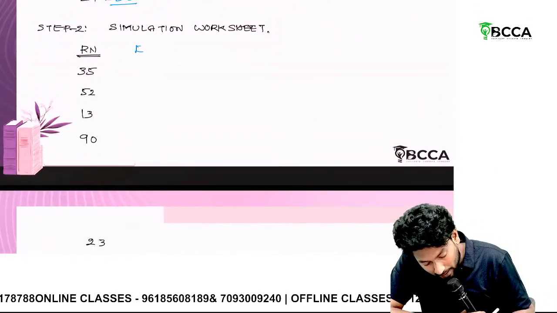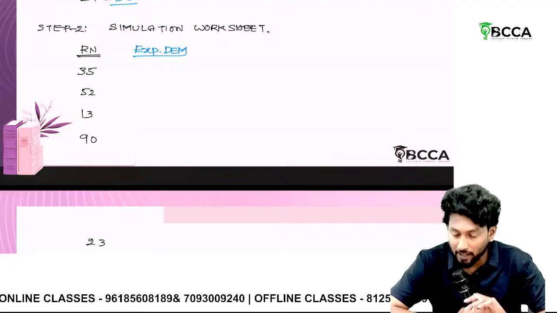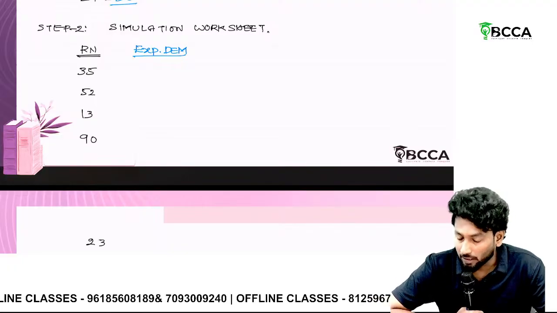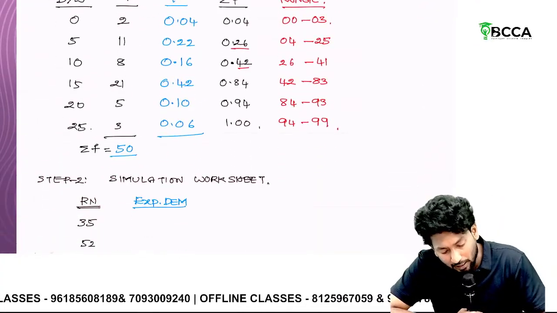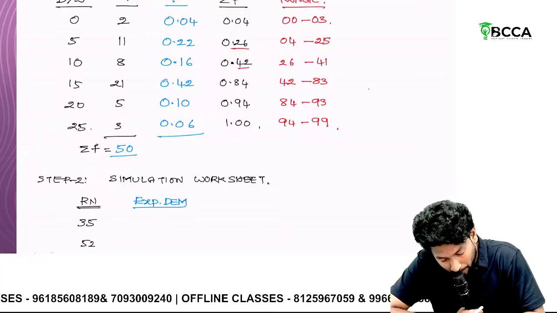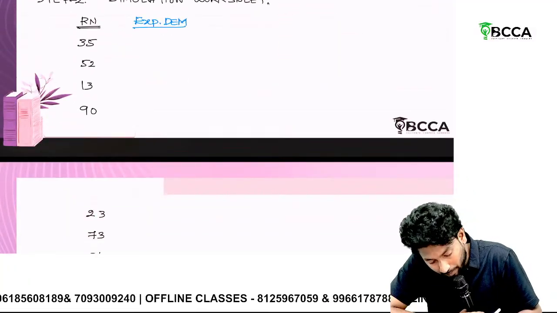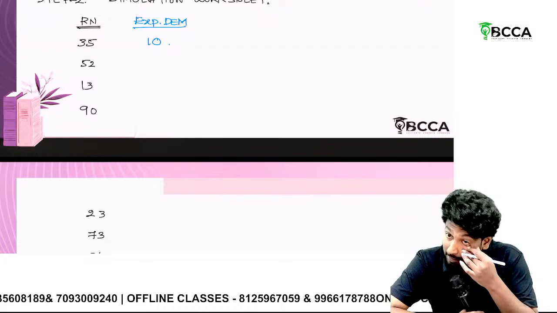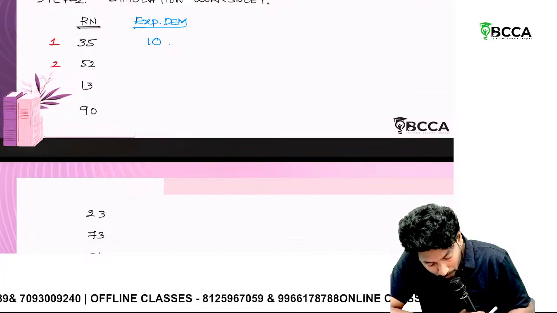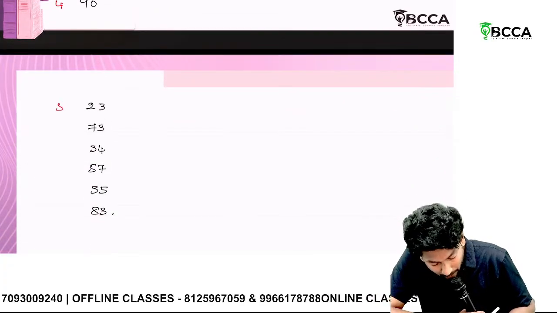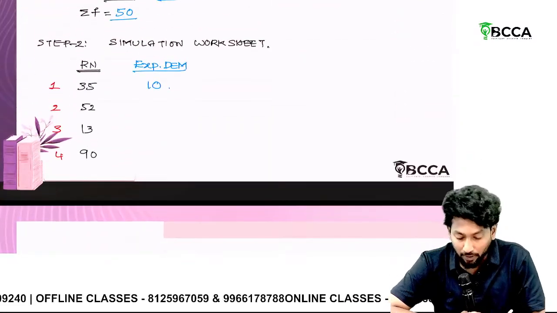So expected demand, sir. Now we have to find these random numbers in the random number range. Find this 35, sir. This 35 falls under which class interval, sir? The third class interval. Here the decision variable is 10. Write 10 here. That means for the first week expected demand is 10. Take serial numbers 1, 2, 3, 4, 5, 6, 7, 8, 9, 10 for the next 10 weeks, sir.